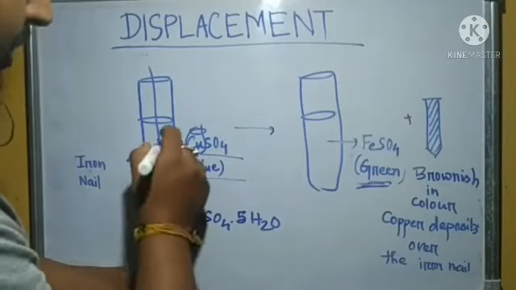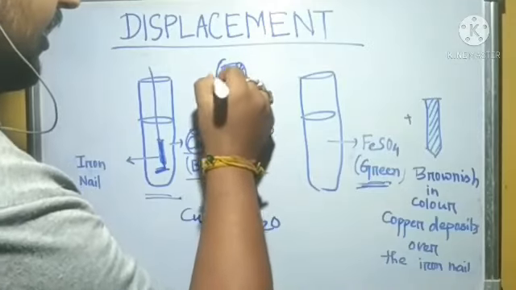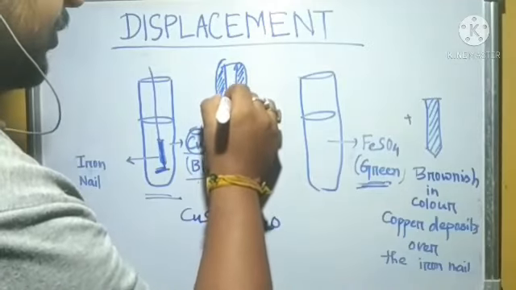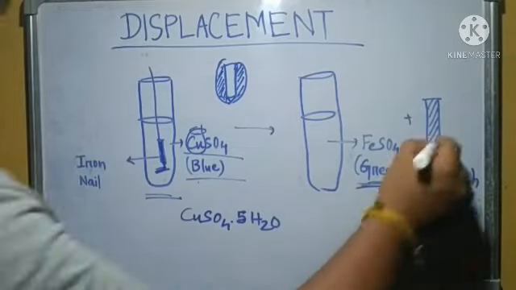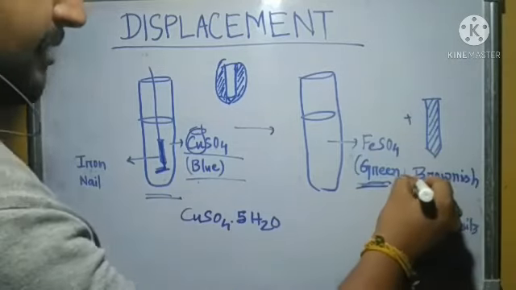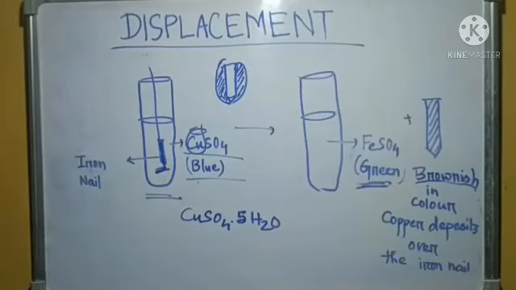If this is the nail, then copper will deposit on the whole outer layer of the nail. That is, copper will be deposited at the outer surface of the nail. So the nail will become brownish in color, and this brownish color means that copper has deposited over the iron nail, which gives the brown color to the nail. I think it is very easy; we have all understood the reaction.